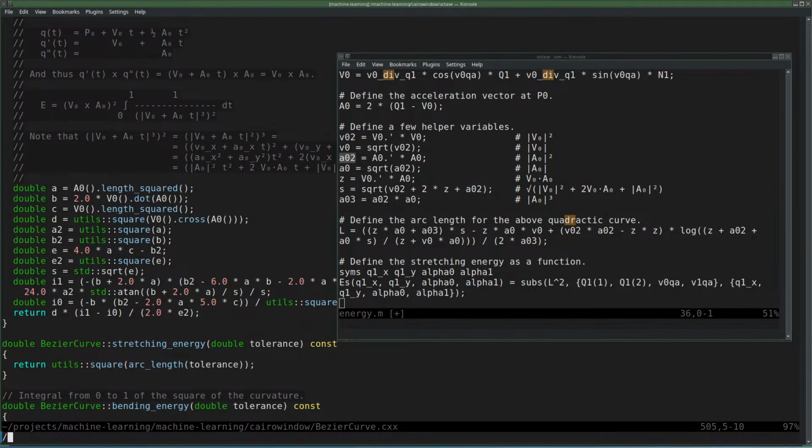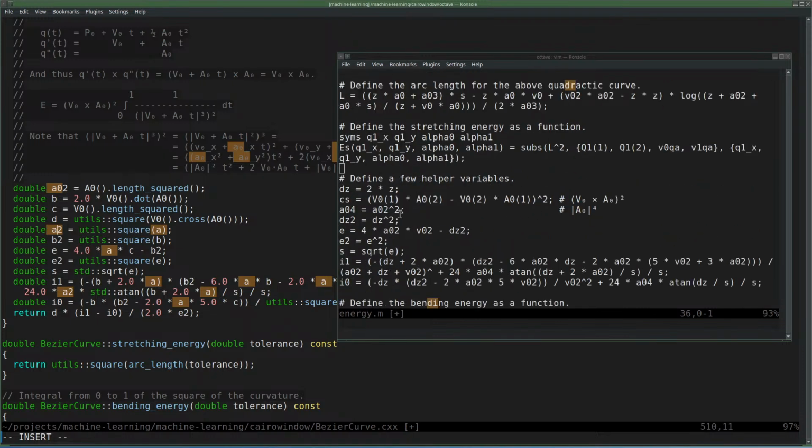So I'm going to rename A with A02. This is the square of that, so this is then the A04, which was down here. Yep.